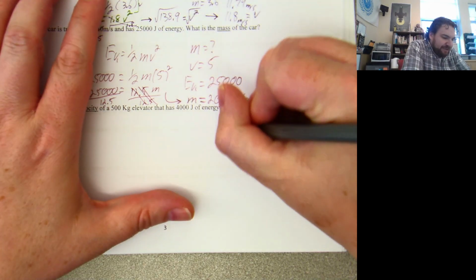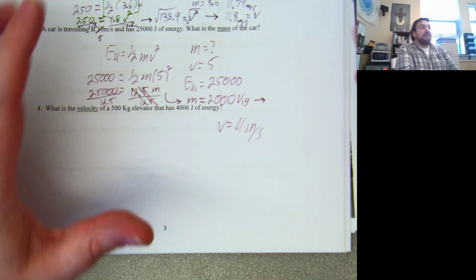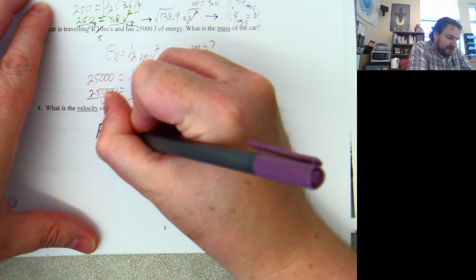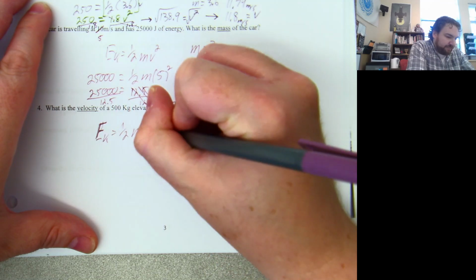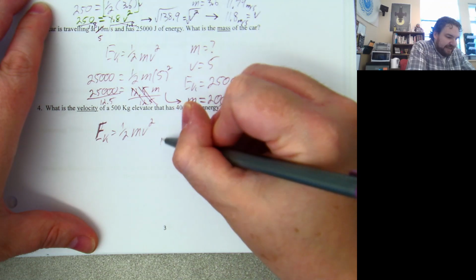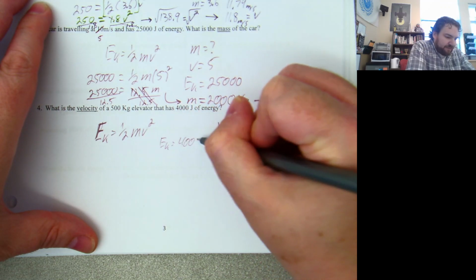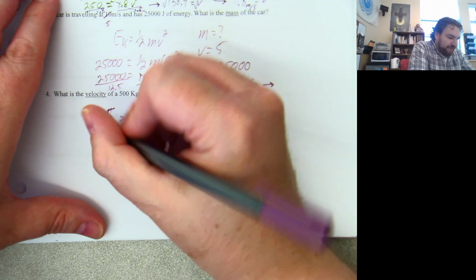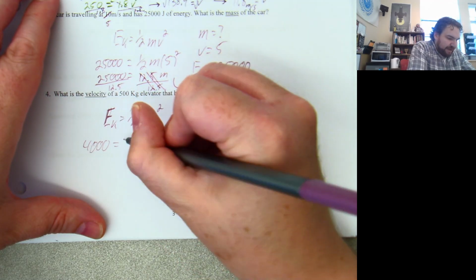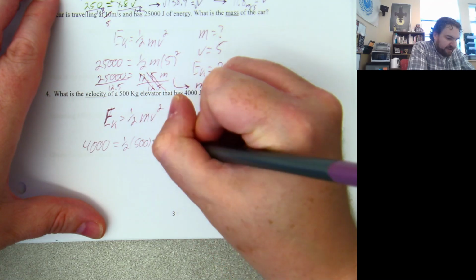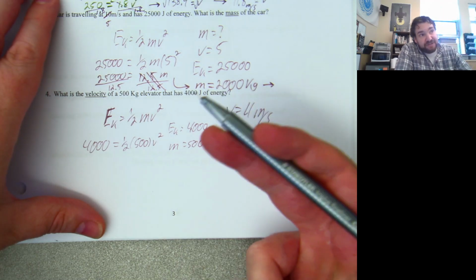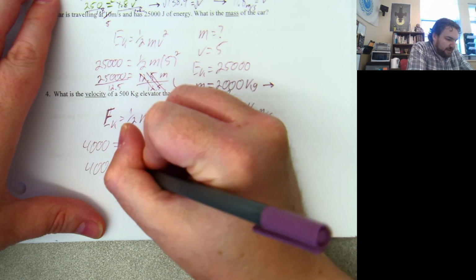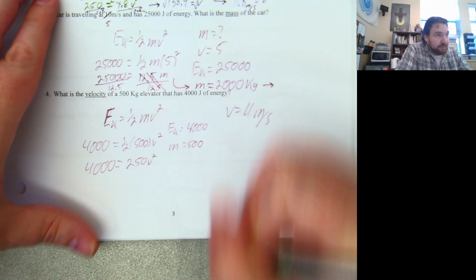Would anybody like me to demonstrate? Yes? Okay, let's do it. Kinetic energy, if you're looking for velocity, that's an EK kind of question. We're told that EK is 4,000. We are told that the mass is 500. So we're going to get 4,000 equals 1/2 times 500 v squared. So I'm going to simplify this. Half of 500 is 250. So we're going to get 4,000 equals 250 v squared.